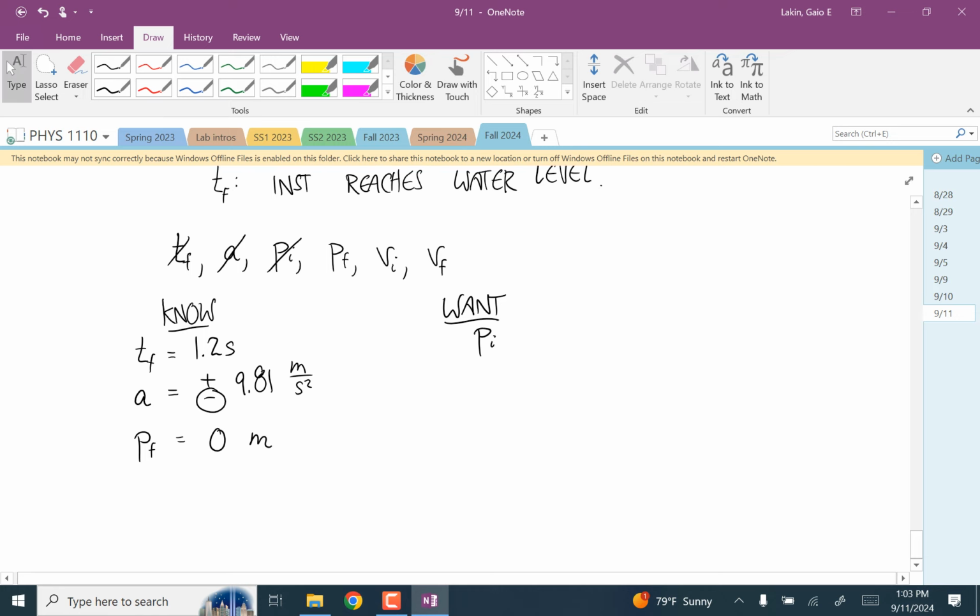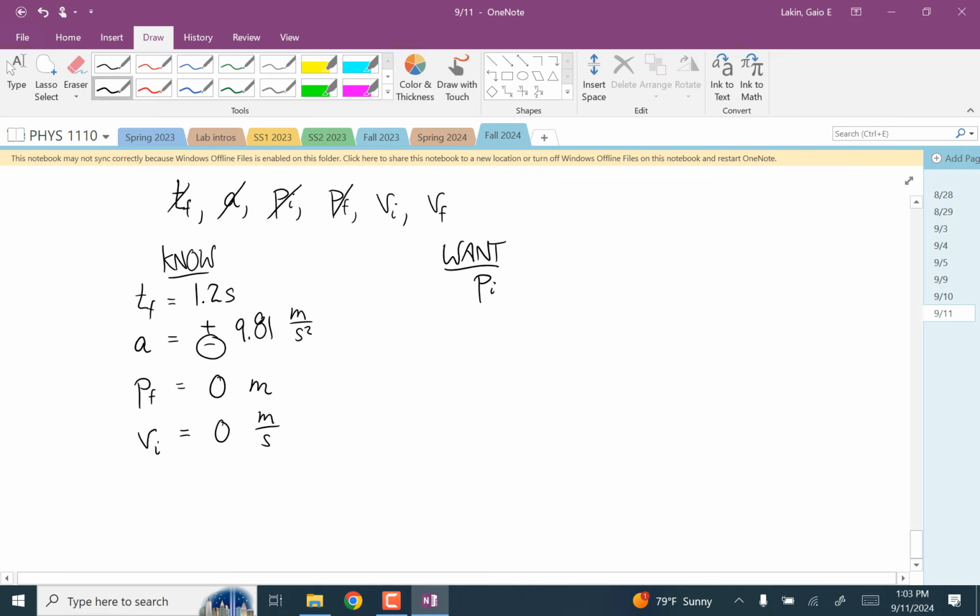Do we know the velocity at time equals 0? Yes, because it's being dropped from a bridge, which isn't moving. So that starting velocity is 0. So VI is equal to 0 meters per second. And then do we know V final? No, it's going to be some downward velocity. We could calculate that if we wanted, but for now we don't know it. But we're okay finding PI without it if we have to.